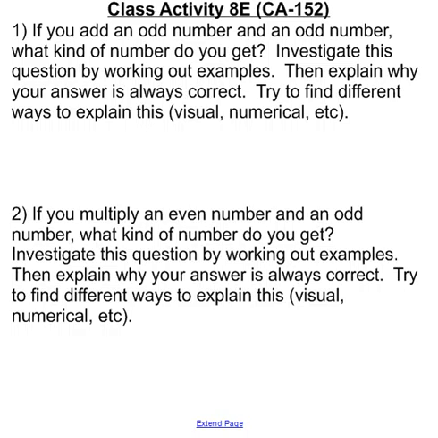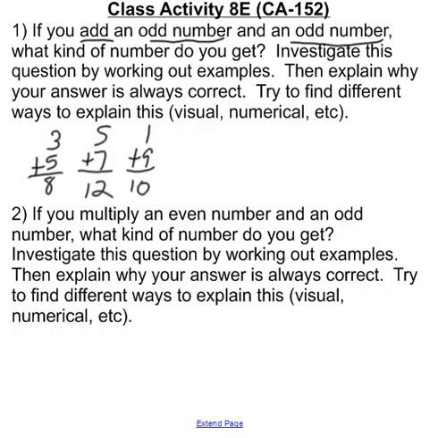So this question first is, what happens if you add an odd number and an odd number? So let's pick a couple odd numbers. Say 3 plus 5 gives me 8. 5 plus 7 gives me 12. 1 plus 9 gives me 10. And what I notice here is that it appears that odd plus odd equals an even number. And let's think about that.